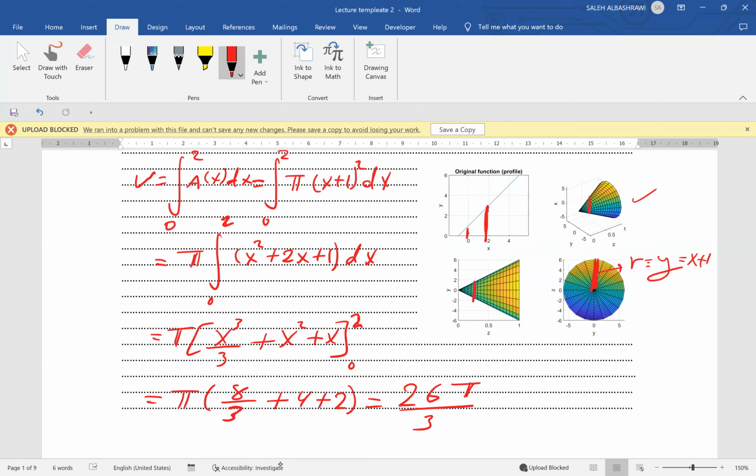And we can just write the general unit as cubed unit. So this is how to find the volume of a region or solid obtained by rotating a given region, R. Let's have another example.